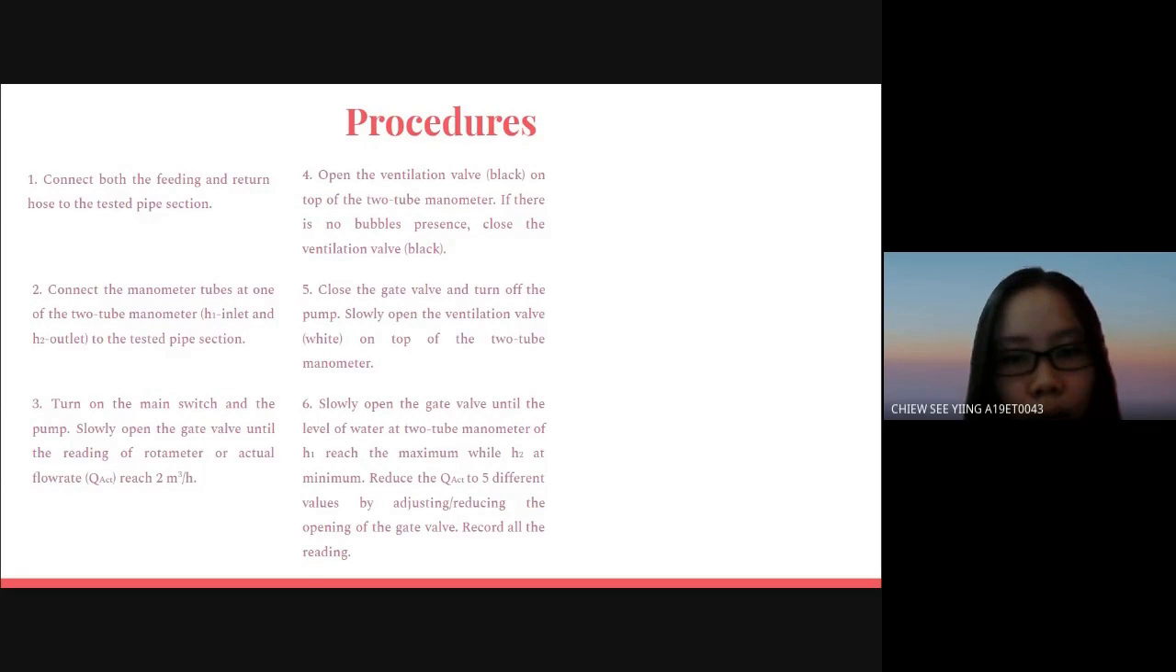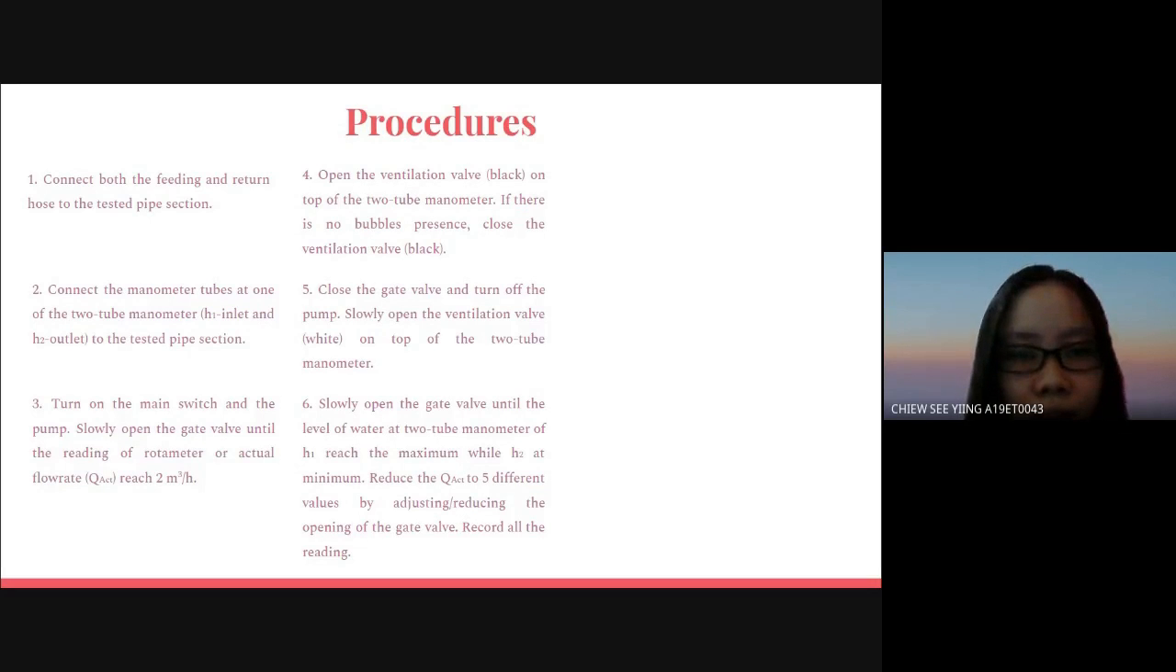Furthermore, the control valve is slowly opened until the water level at tube manometer H1 reaches the maximum while H2 is at minimum level. The manometer's readings of H1, H2, temperature and actual flow at the load photometer are recorded.